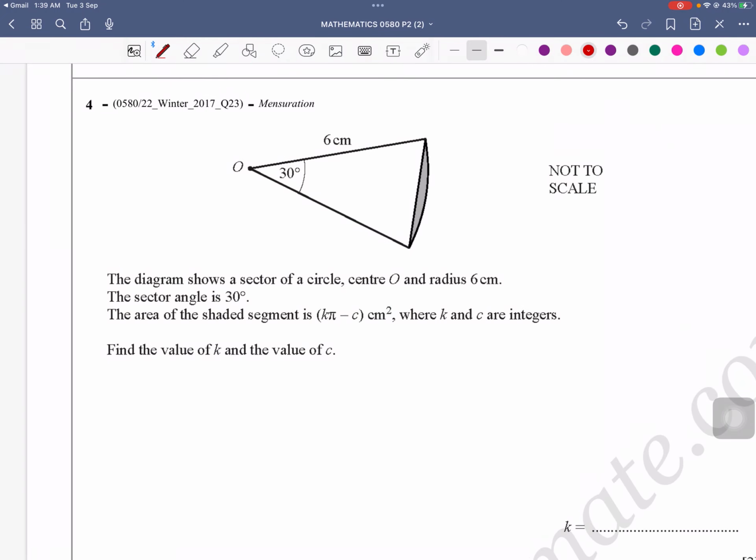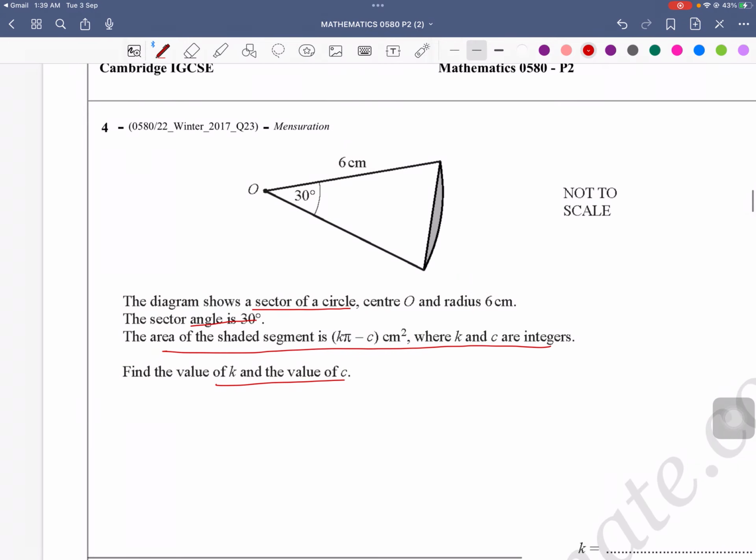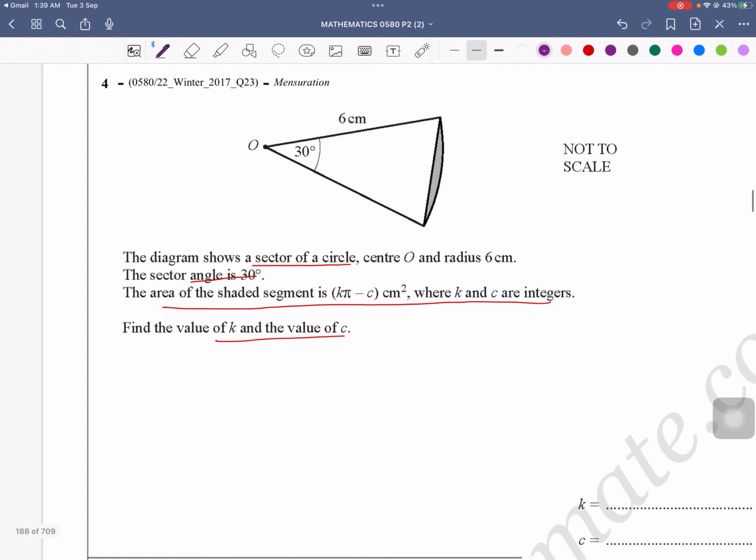Now we have a similar case just like we did before, right? They are telling us that the diagram shows a sector of a circle, center O. They're giving us this, and they've given us the area of the shaded region, right? We have to find both K and C, right? So let's start with it. Let's first find the area of sector. Area of sector would be theta over 360 multiplied by pi r squared.